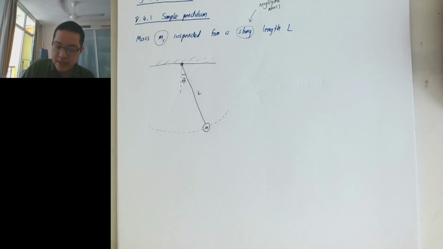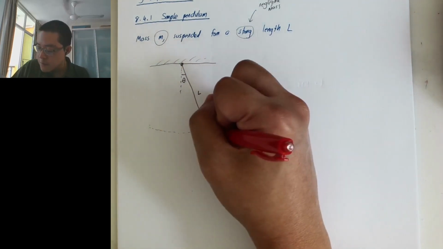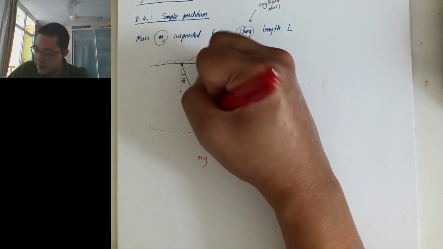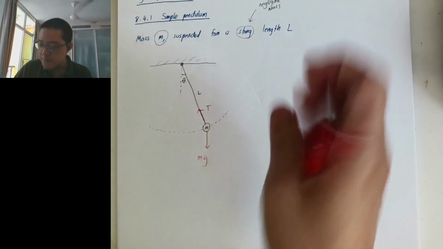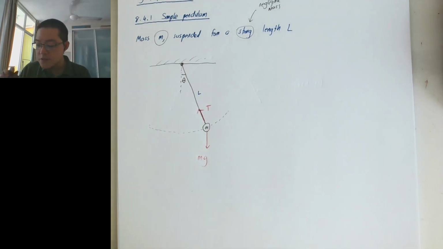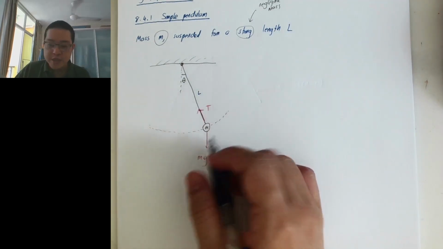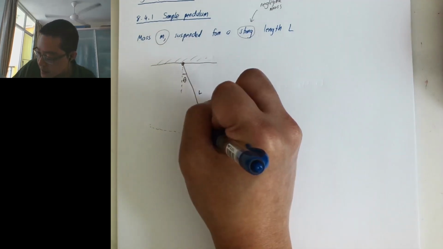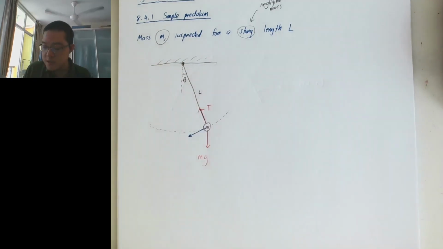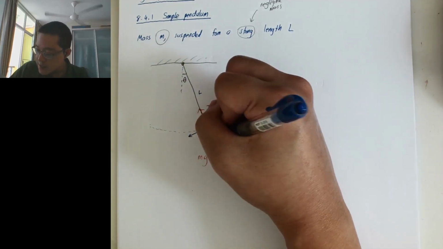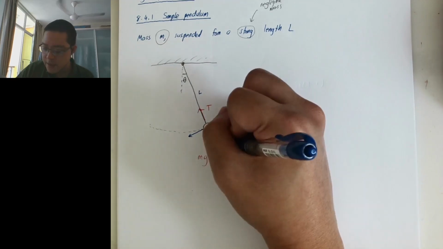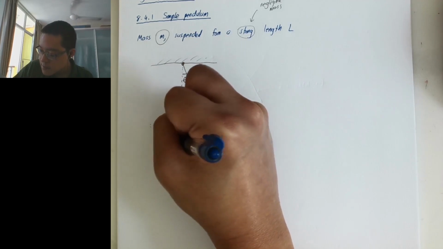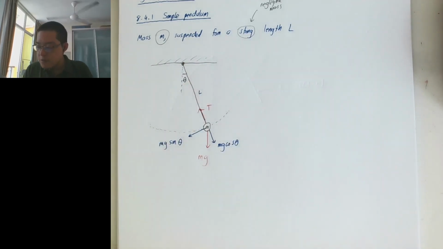So what are the forces acting on the object? We have done this many times already. I have the weight mg, and then I have the tension T along the string. Then I want to resolve the components of mg into two directions. Firstly, the direction that is tangential to the motion, and the second direction is along the string. So I get mg cos theta, and mg sin theta.